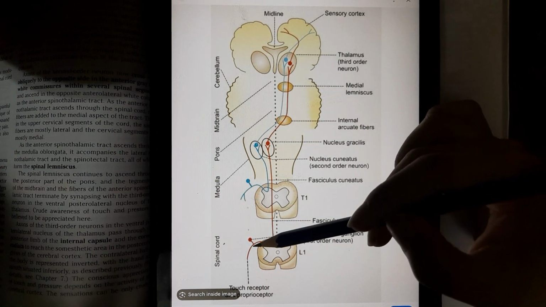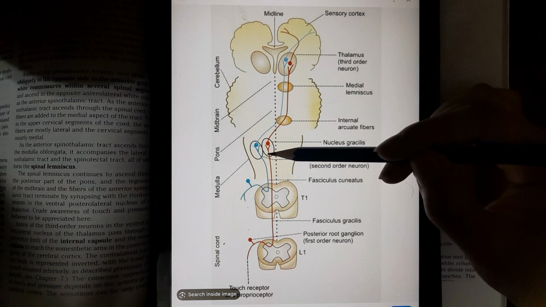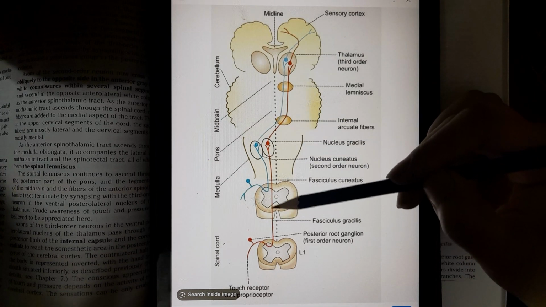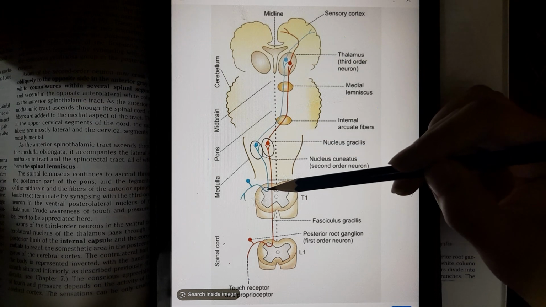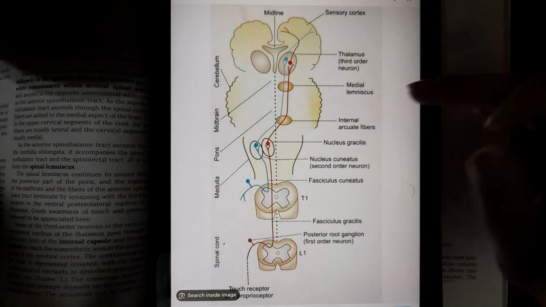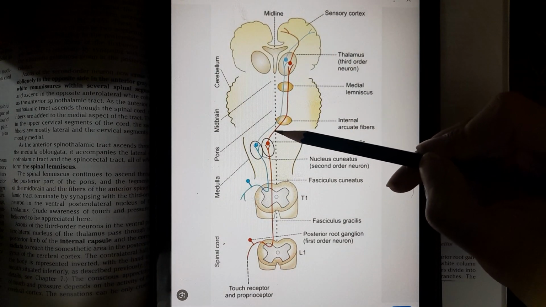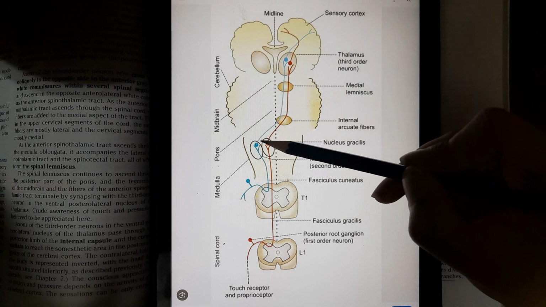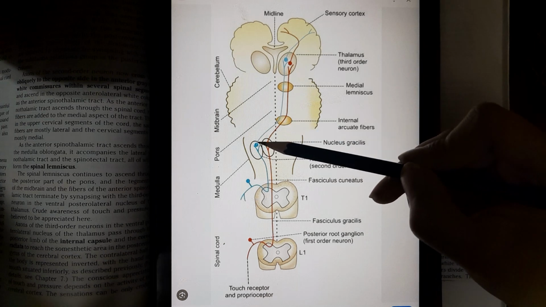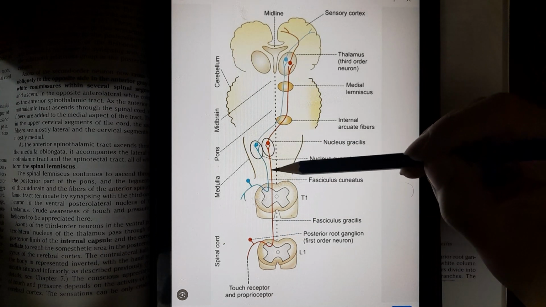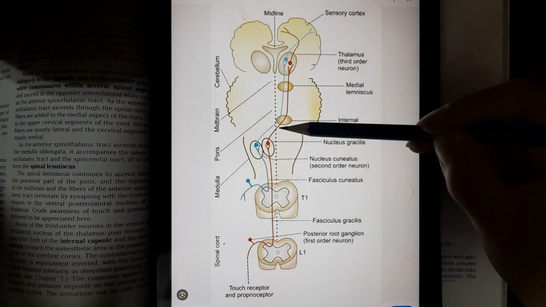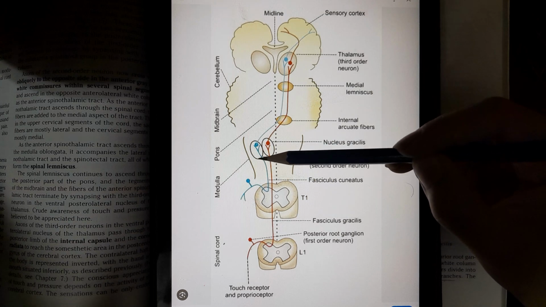So the first order neuron begins and now it ends in the medulla, in the nuclei of the medulla: the fasciculus gracilis will end in the nucleus gracilis, and the fasciculus cuneatus will end in the nucleus cuneatus. From here, second order neurons will be produced. These second order neurons will then travel up towards the midbrain. But how will they travel? They will go on the contralateral side. Contralateral means that if they are coming from the right side, they will go on to the left side. This is the crossing over that happens whenever they leave the medulla.